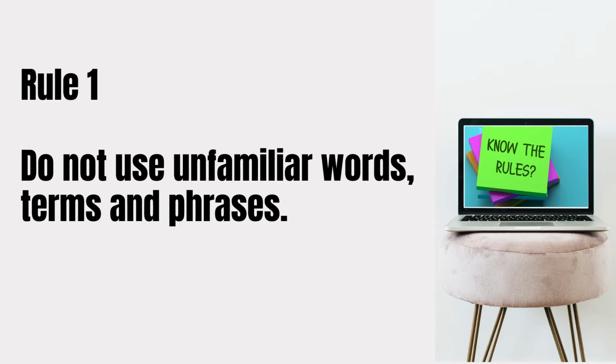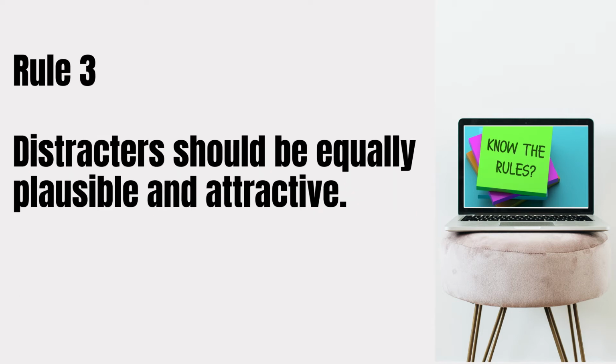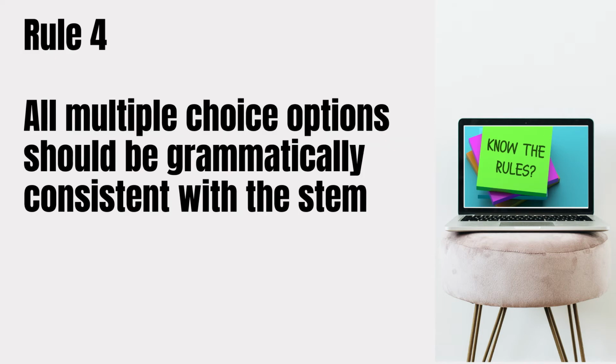Rule number 1. Do not use unfamiliar words, terms, and phrases. Class, you have to keep the vocabulary consistent with the examinee's level of understanding. Rule number 2. Do not use modifiers that are vague and whose meanings can differ from one person to the next, such as much, often, usually, and etc. Rule number 3. Distractors should be equally plausible and attractive. Rule number 4. All multiple choice options should be grammatically consistent with the STEM.